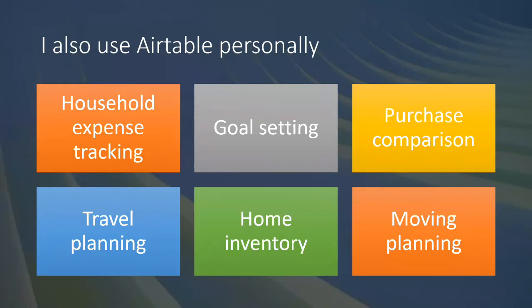And the great thing is for things like the household expense tracking, travel planning, home inventory, and moving planning, I can easily share those with my wife. So that just made it really easy for both of us to collaborate on it and for both of us to add information there. So I can put in my top 10 travel places. She can put in her top 10, and we can see if there's any overlap. Is there anywhere we both want to go?